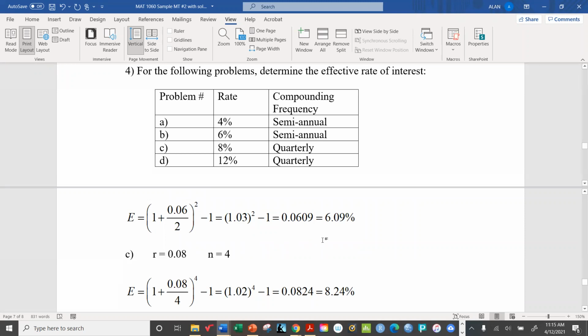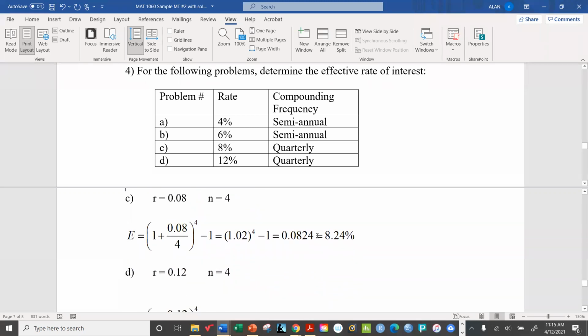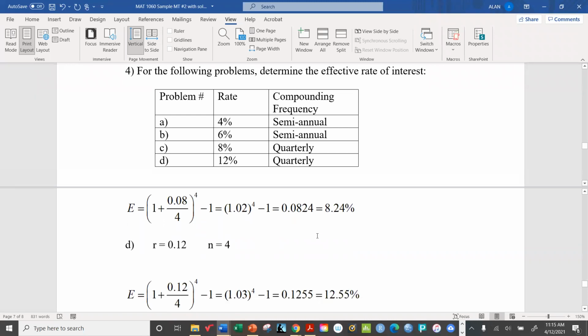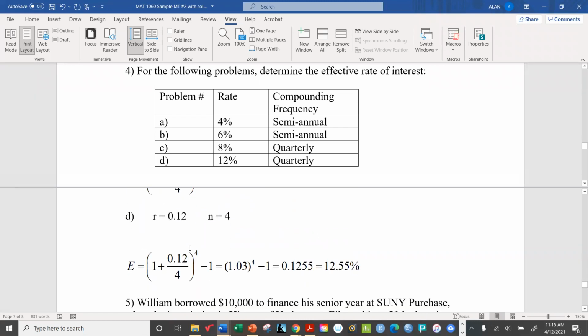Okay, and then in part D, the rate jumps all the way up to 12%, and we still have quarterly compounding. How does that work? Well, let's find out. This time, 0.12 divided by 4 is 3%. So you've actually got 1.03 to the 4th minus 1, which leaves us with 0.1255 or 12.55%. That is our EAR.